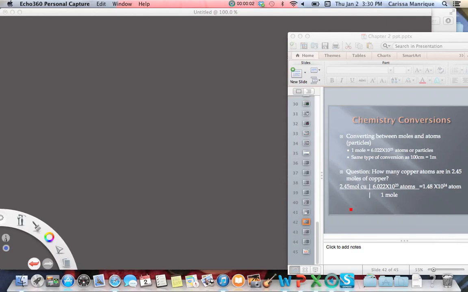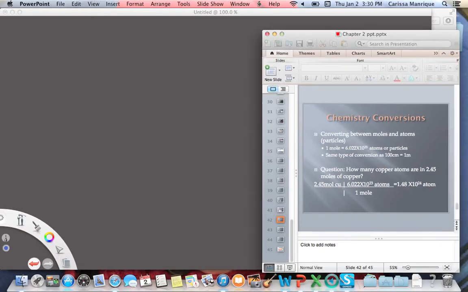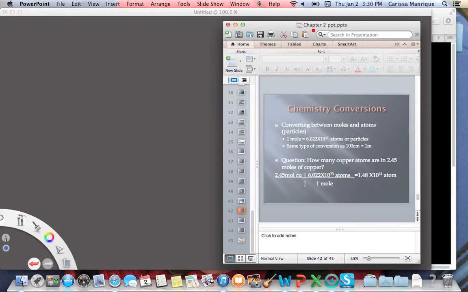Okay, now we're going to go over our first chemistry conversion. I kind of alluded to it earlier in a podcast. Now we're going to do our first one. Don't think of this as anything different than a unit conversion we've done before in chapter 1, like going from a liter to a milliliter or an inch to a centimeter. This is just a chemistry conversion.